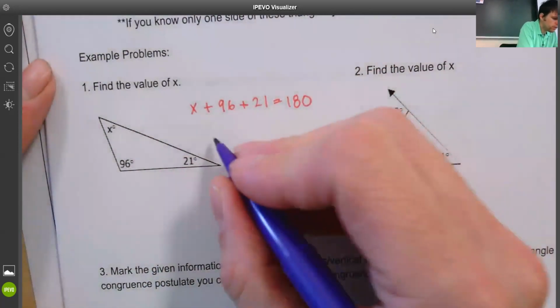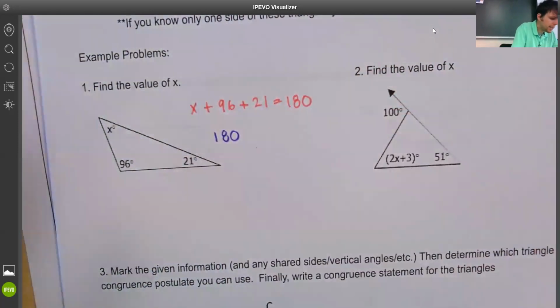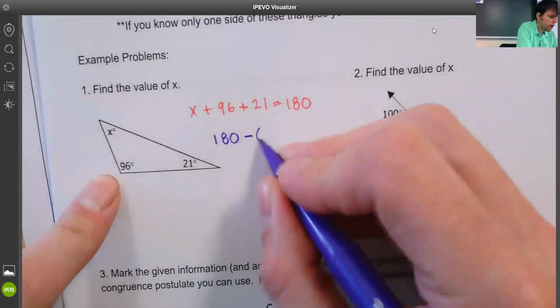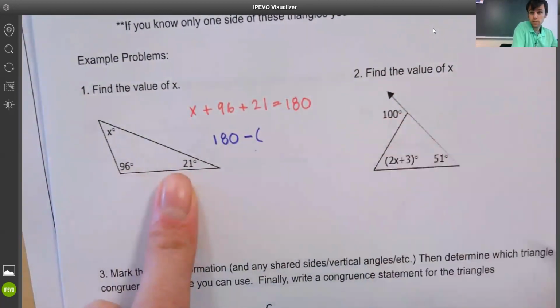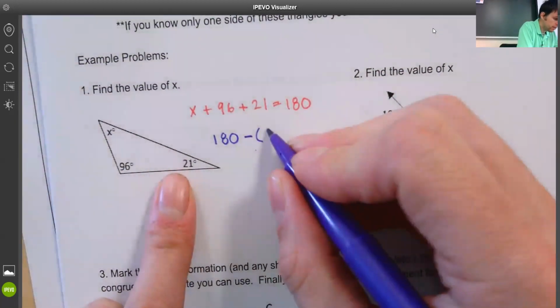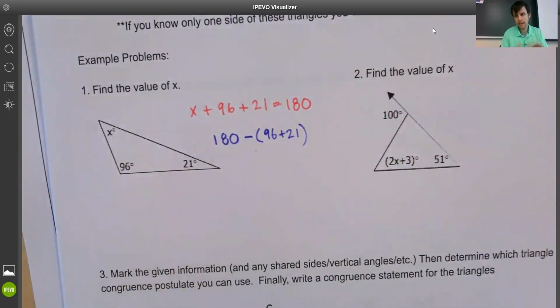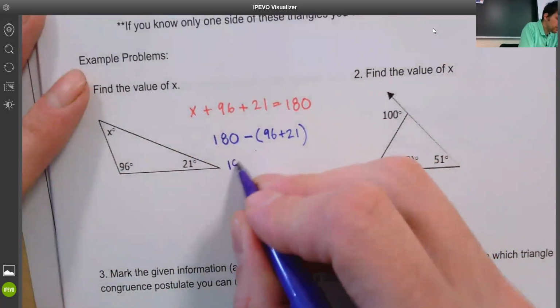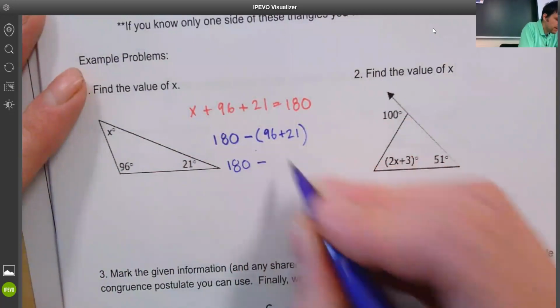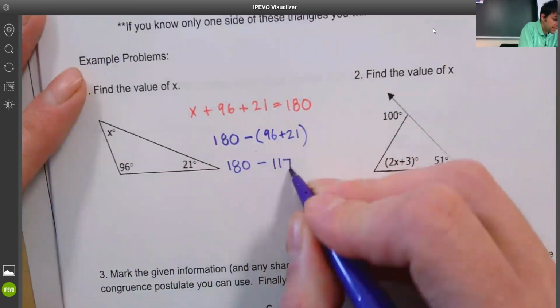Another thing you could do is take 180 and subtract away what these two angles add up to be. So 96 plus 21. In that case, it's more of a calculation thing, but it's the same thing that takes place in the equation form as well. So let's finish this off and find the measurement of x. This comes out to be 117.